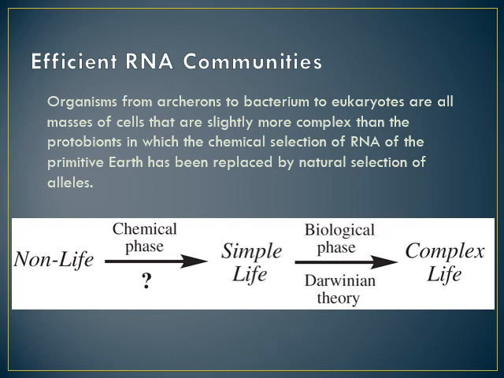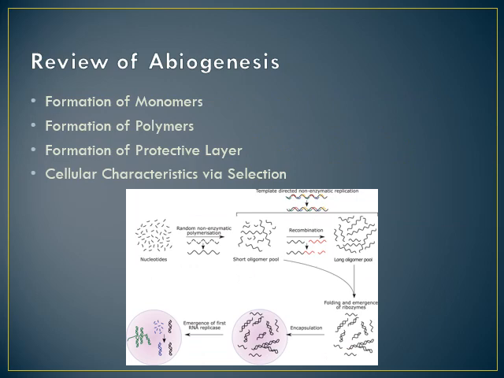So, 4 big things: creation of monomers, creation of polymers, encasement of the polymers in a protective layer, and a chemical selective phase in which these protobionts take on the aspects of living organisms. Questions or concerns?